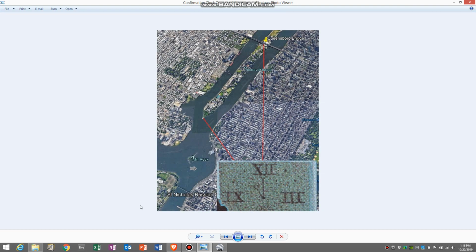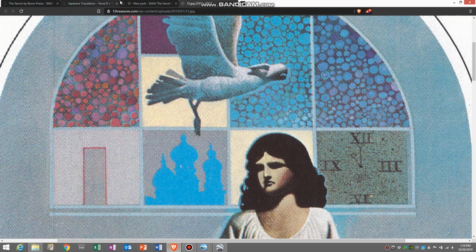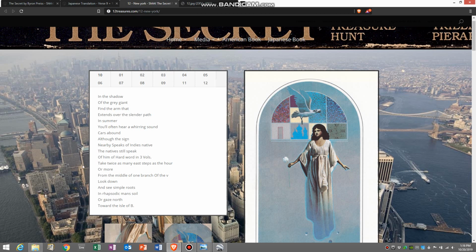And so I think that in the verse, when it says take twice as many east steps as the hour or more from the middle of one branch of the V, I think the V is something that we need to create. And I think that we need to then use it to follow these directions to figure out where we need to be boots on the ground. I'm going to show you my first thought in this video, and in the next video I'm going to show you where I truly believe it leads. This first thought was what I did initially, and I don't believe it to be correct, but I'm going to show it to you anyways.